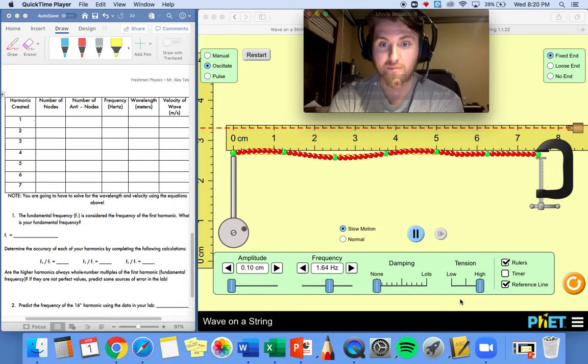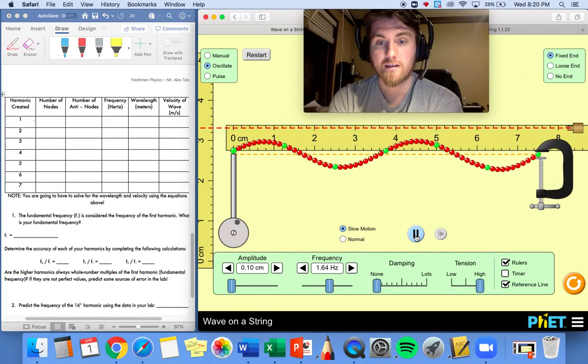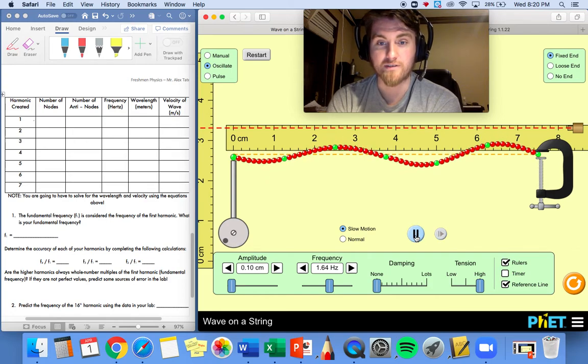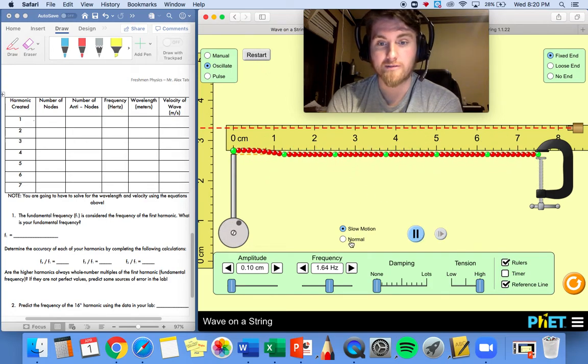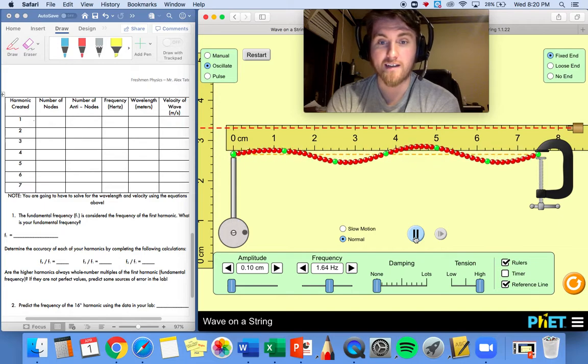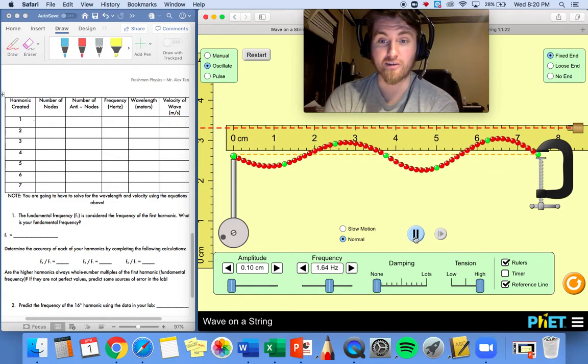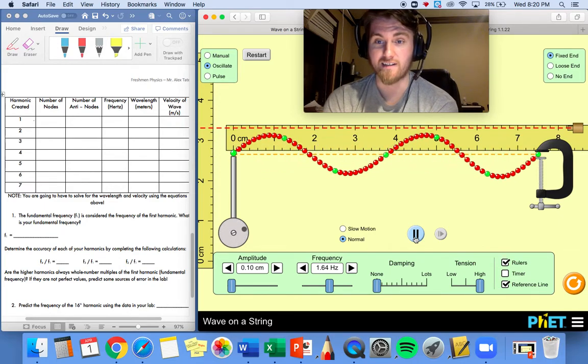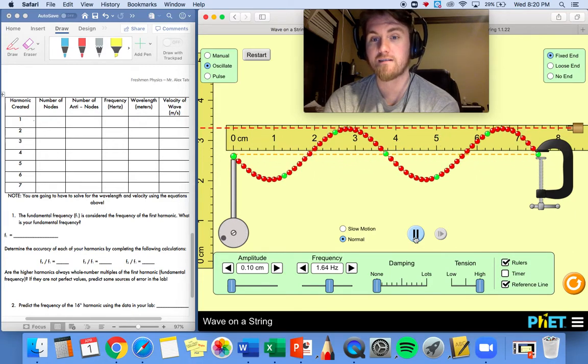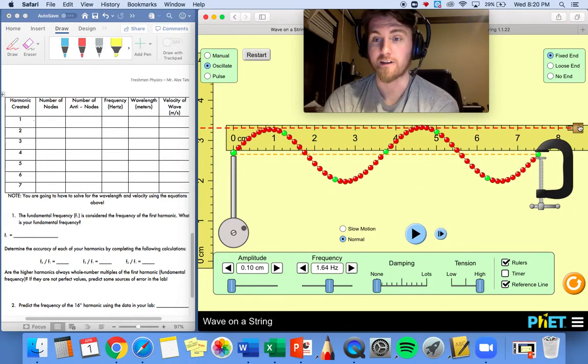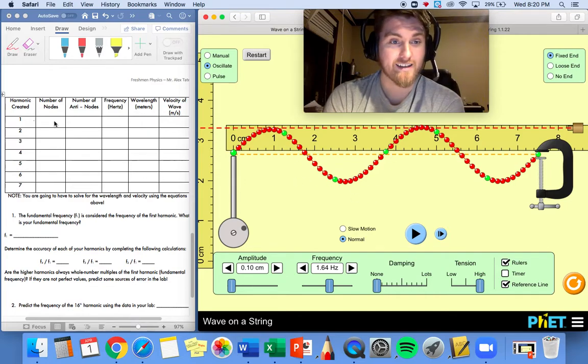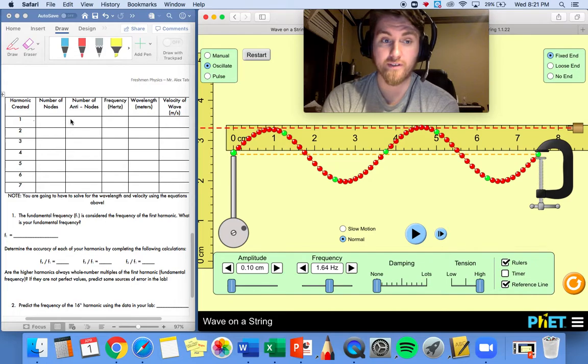So now let me do this. Let me pause whenever we have the highest amplitude. Oh, it didn't really work that one. Let me pause whenever we have the highest amplitude, and then we can fill out parts of this data table together. So I'm going to give it a second. There we go. Okay. So what you notice right here is that let's first go through the number of nodes, number of antinodes, and then my frequency together.